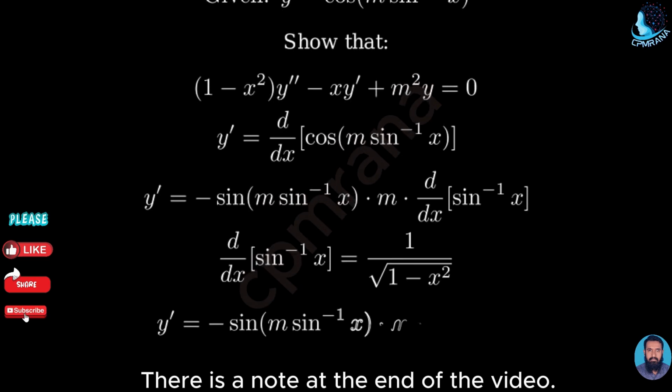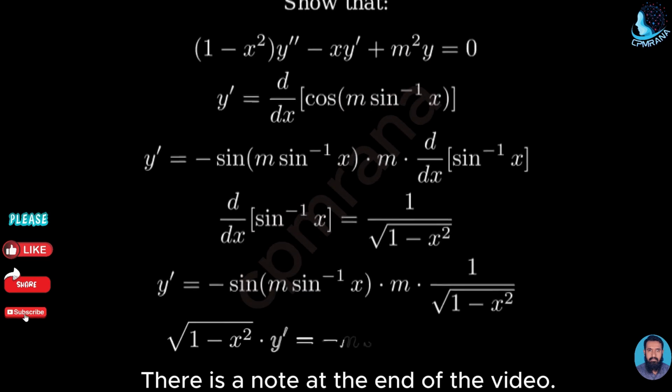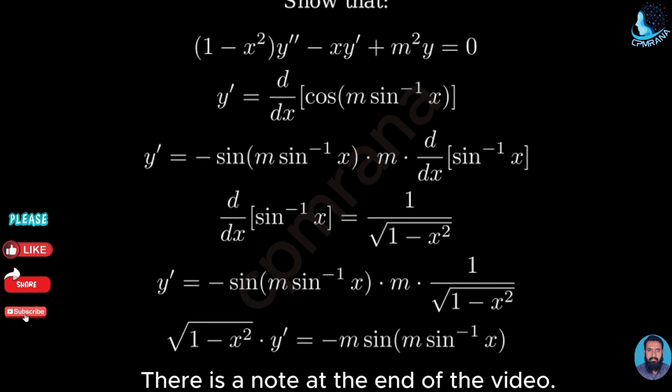Let's substitute that in. To make this easier to work with, let's multiply both sides by the square root of 1 minus x squared. Now comes the tricky part. We need to find y double prime.